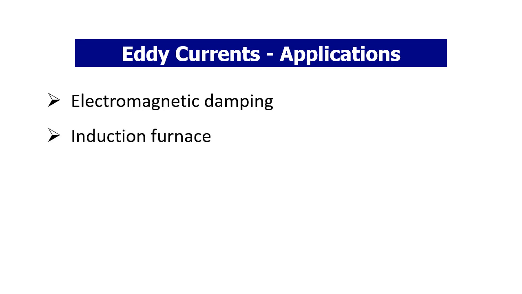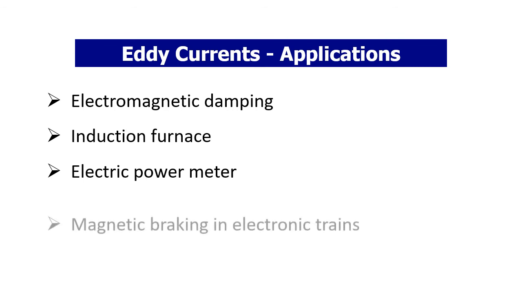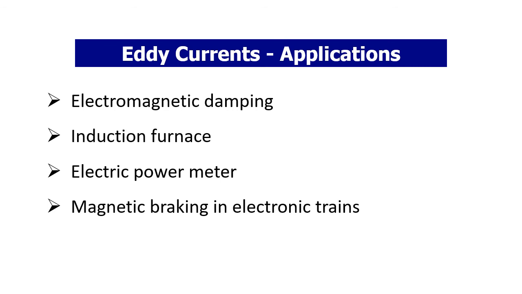Now, applications of eddy currents. Many applications are there. One, it is used to control the vibration of the needle in galvanometer, voltmeter, ammeter. That is simply by the concept of electromagnetic damping. The eddy current concept is useful here, and I will explain in the next slide clearly with a diagram. Next one, induction furnace. Next, electric power meter, and one more, magnetic braking in electric trains. Many are there, but mostly I am taking these four and I will elaborate one by one.